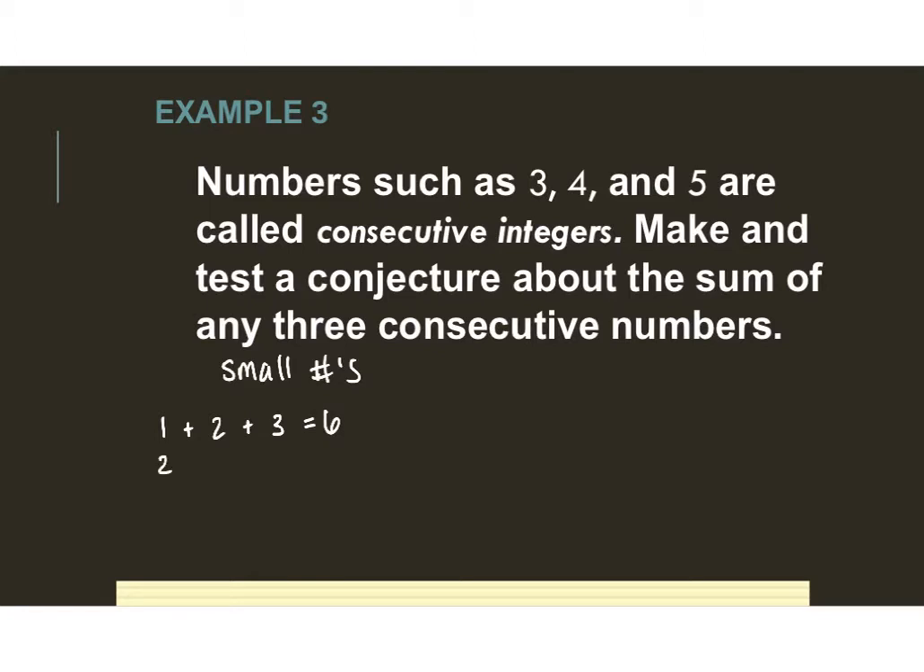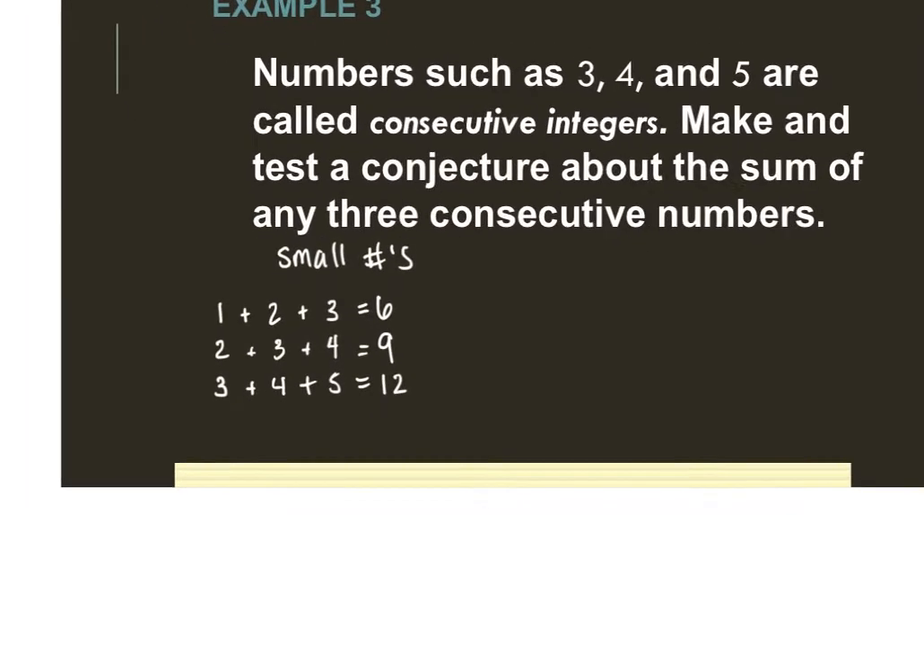Let's try 2, 3, and 4. Add them together. We're going to get 5 plus 4, which is 9. Let's add 3 plus 4 plus 5. This will give us 3 plus 4 is 7, plus 5 is 12. Do we notice a pattern yet? Okay, let's keep going. 4 plus 5 plus 6.